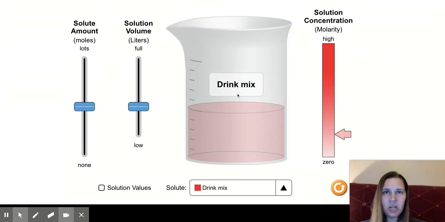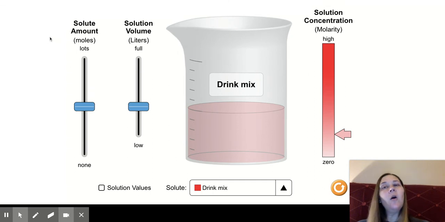This simulation here on my computer is called a PhET simulation, and it is also up on PowerSchool if you need to play with this more than what I'm going to show you right now. It gives us a drink mix, like Kool-Aid. It tells us that we have solute, which is the amount of moles, and we have solution volume, and then we have solution concentration.